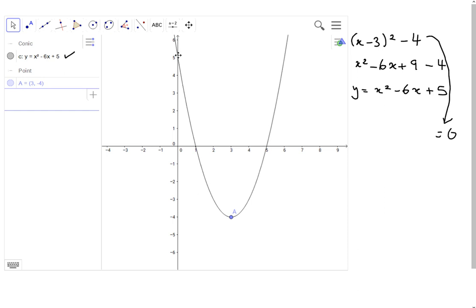And then sometimes they'll ask you to find coordinate P, which is the y-intercept, and once you've got your equation, then you know your y-intercept will be 0, 5. Okay, so from a sketch you'll be able to find the turning point and all the points where the parabola cuts the x and the y-axis. Okay, let's have a look at another one.